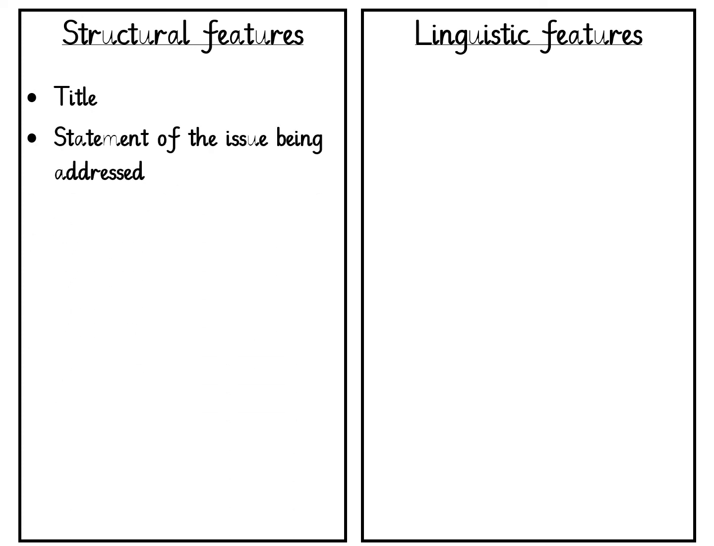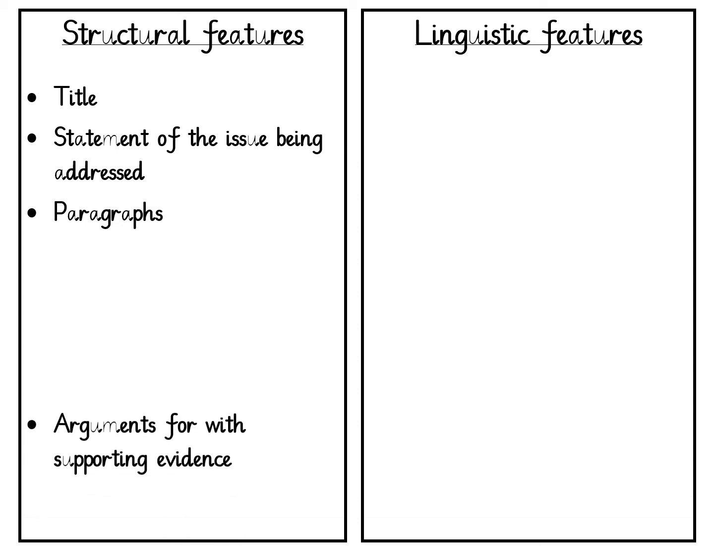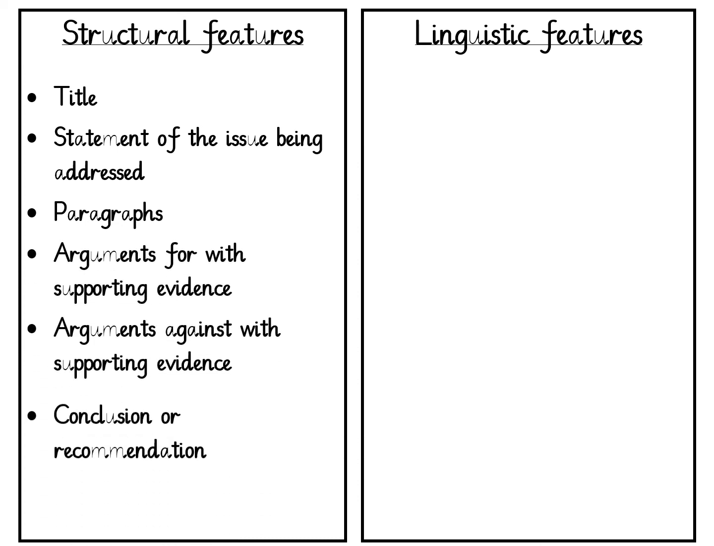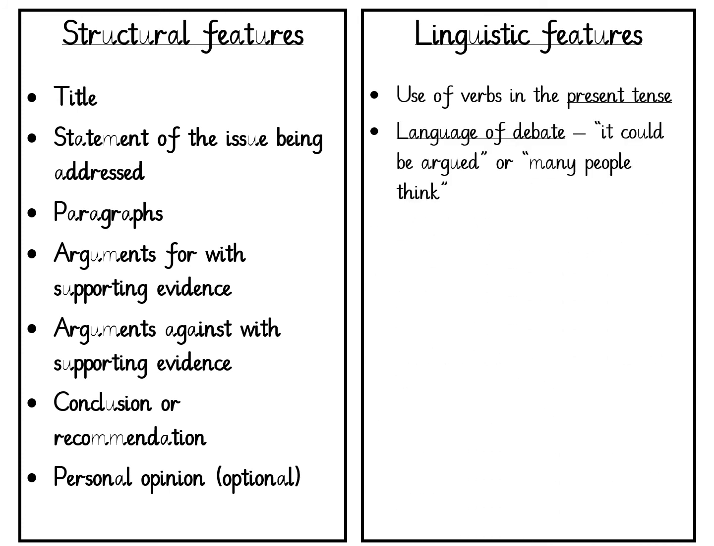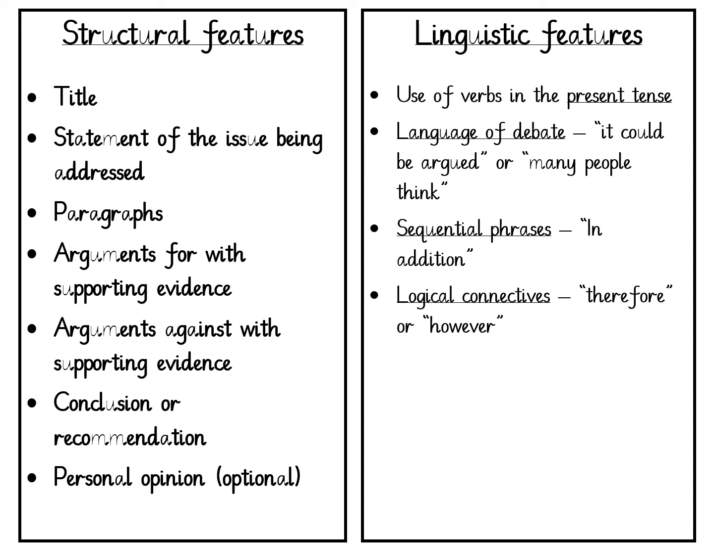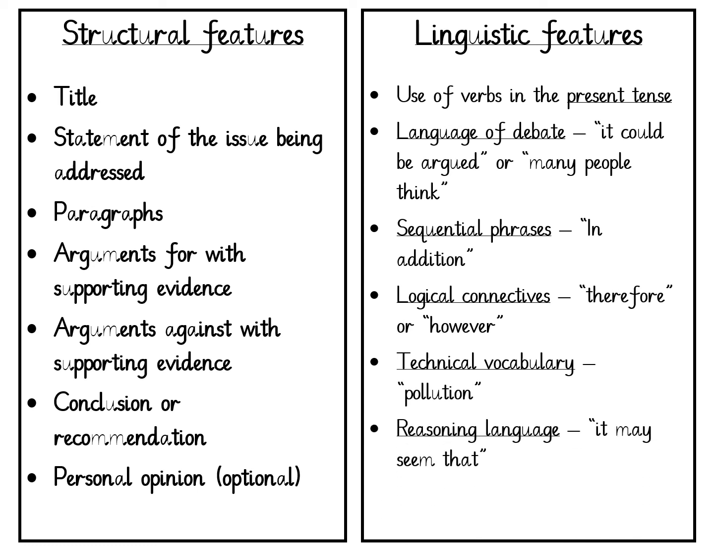Structural features, a title, a statement of the issue being addressed, paragraphs, arguments for, arguments against, conclusion, personal opinion, and that is optional, but it would be great if it was there. So use of present tense, it could be argued, many people think, that is the language of debate. Sequential phrases like in addition to, as well as. Logical connectives, therefore, however. Technical vocabulary, pollution. Well, you could look at pollution, but you're thinking more about noise pollution here, which is a thing. Reasoning, it may seem that, and conditionals, would, could, might, if, which is something that we looked at last 2 weeks ago.